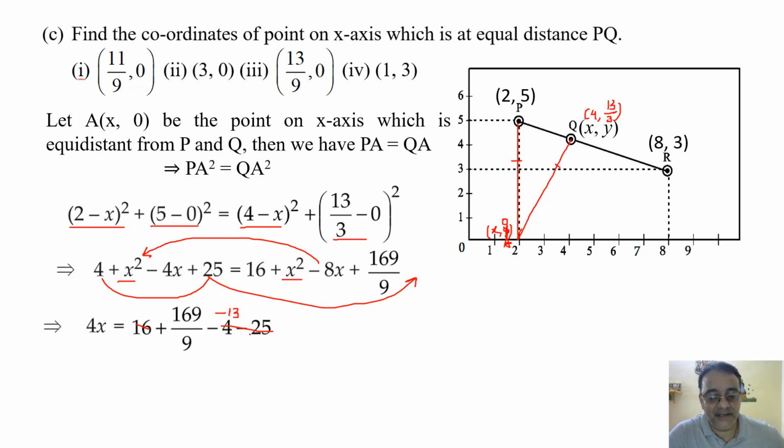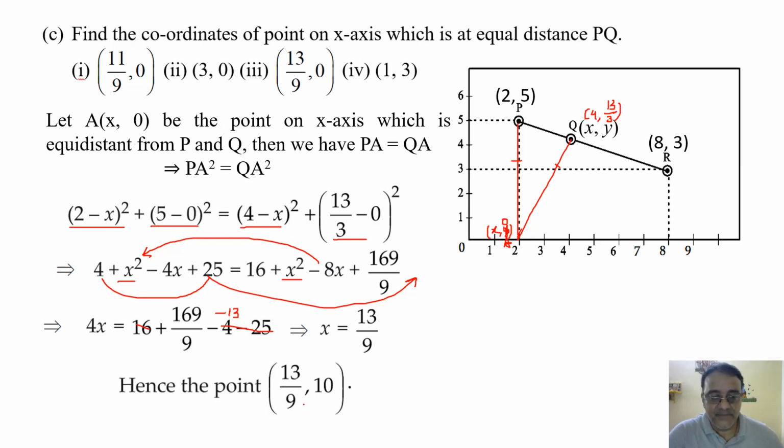You will get 13/9. X is equal to, finally we'll get 13/9. So 13/9 is the correct answer. Okay, this is 0. So the correct option is the third one. Now we are moving toward the next question.